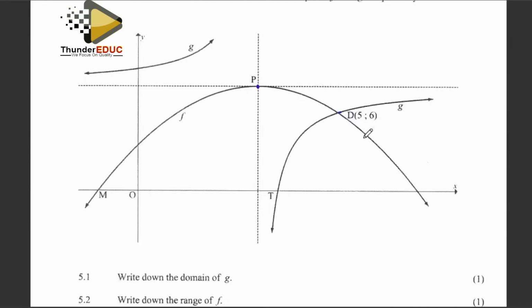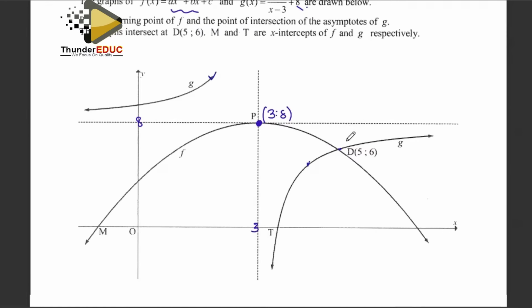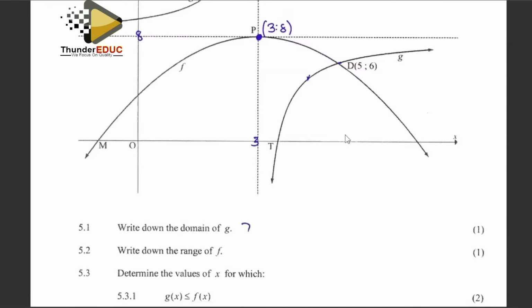Then write down the domain of g. So we know that at this point where the asymptotes are meeting, it's going to be a positive 3. And then this is going to be a positive 8. So P is the same as (3; 8). When you're talking about the domain of this hyperbola, domain is the x values. So you're going to say that x needs to be an element of real numbers, but x should never be 3. Then they want the range of f.